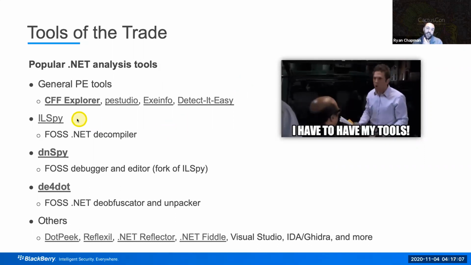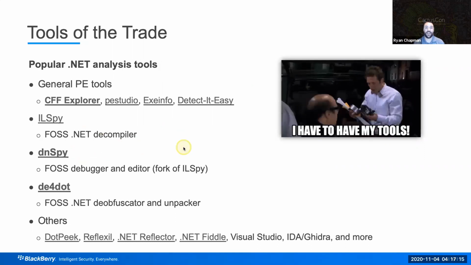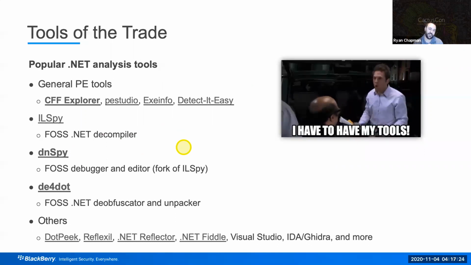Now, ILSpy was one of the original open source .NET decompilers. A fork of that, dnSpy, also includes debugging capabilities. And that has just taken the InfoSec scene by storm, because at this point, I just go, boop, dnSpy. I'm going to show you a couple different ways to analyze things, but quite honestly, when I'm doing it, I just go, boop, and I just drop it right in there. I use it all the time.